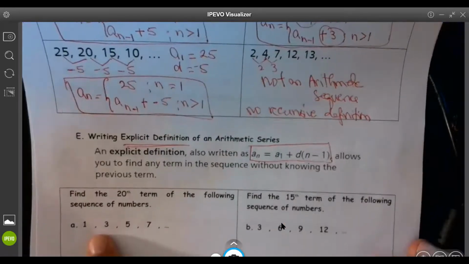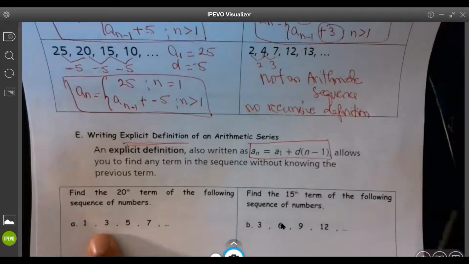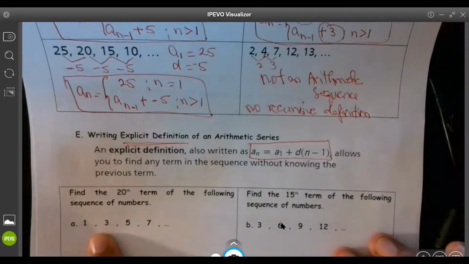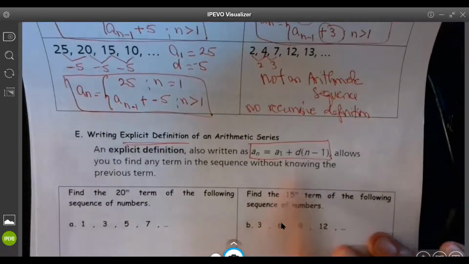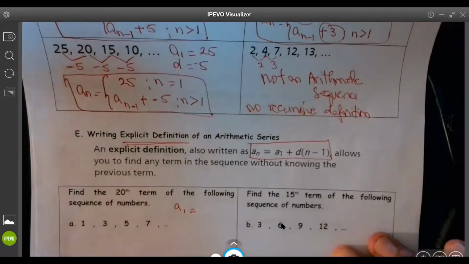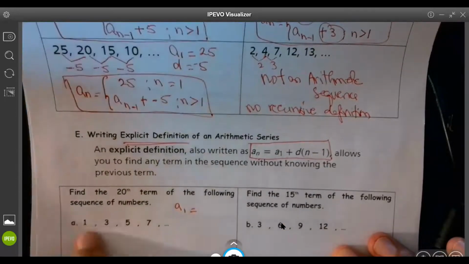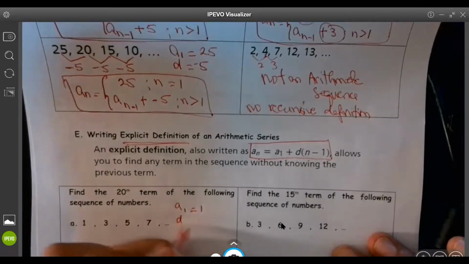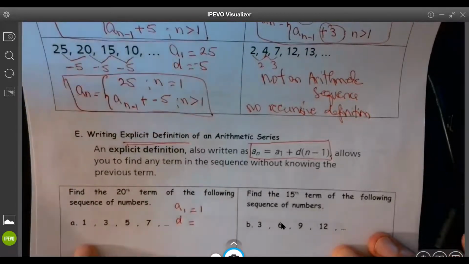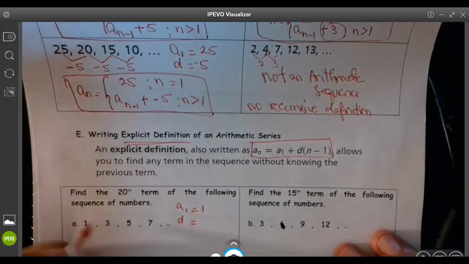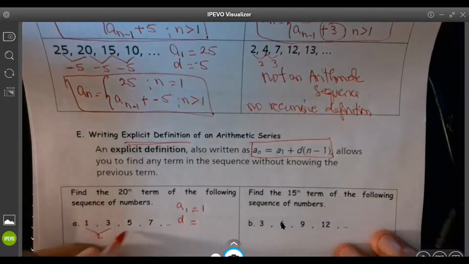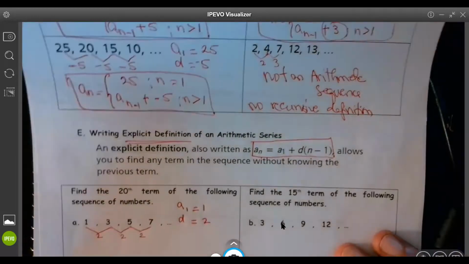How do we write a formula given a sequence here? Okay, so the first thing that you do is, because in the formula you want your a1 and your d. a1 is the first term. So what's a1 here is, the first term is 1. And what is our d? d is the common difference, okay? 3 minus 1 is 2. 5 minus 3 is 2. 7 minus 5 is 2. So our d is 2, okay?